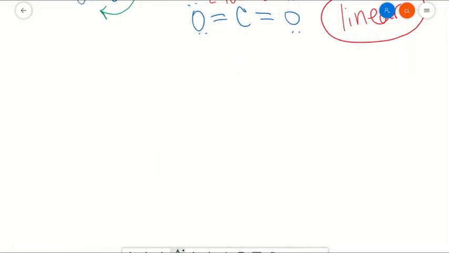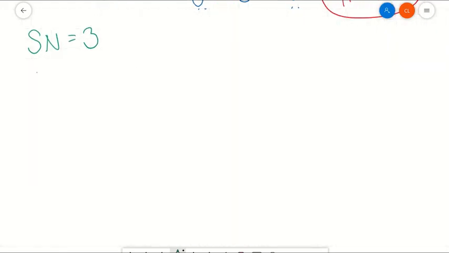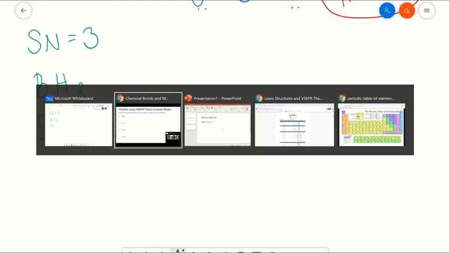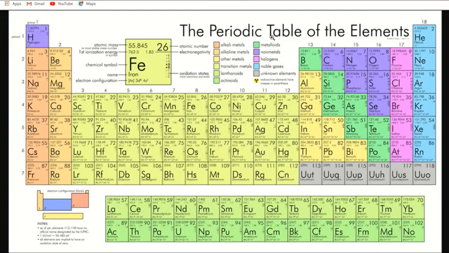So now let's move on to steric number 3. So we're going to use this as our example. Let's take a look at boron on the periodic table. Boron is over here, so it has 1, 2, 3 valence electrons. So 2 in the S's and 1 in the P.